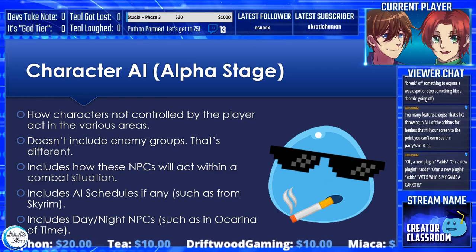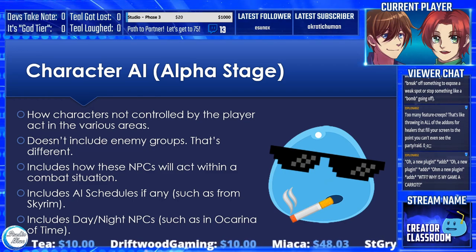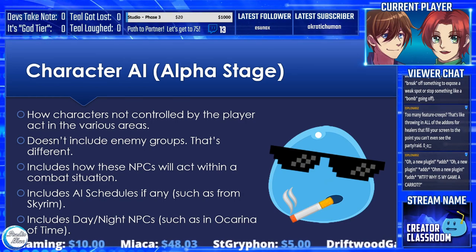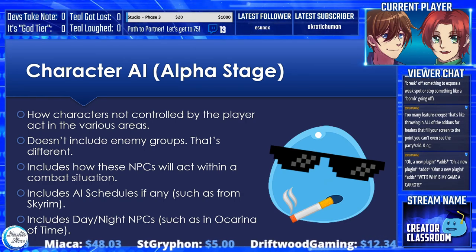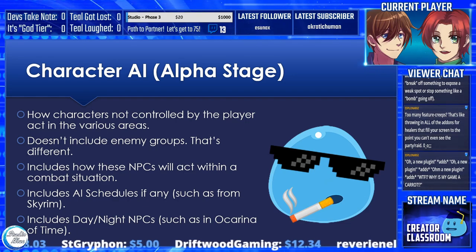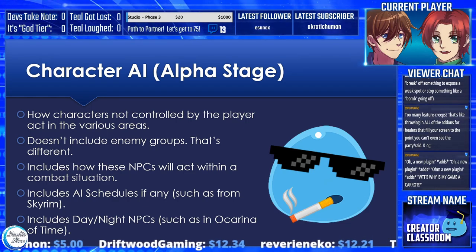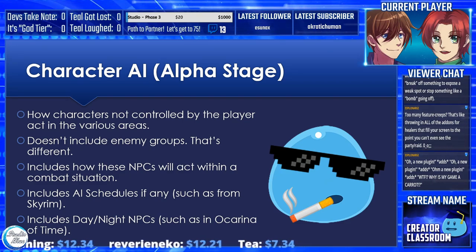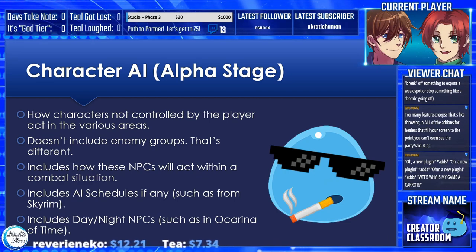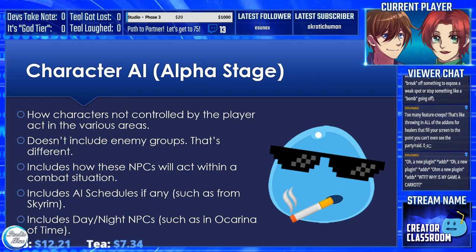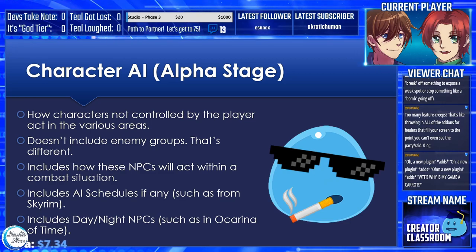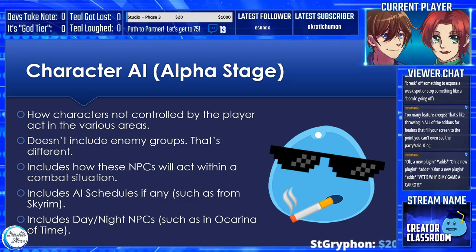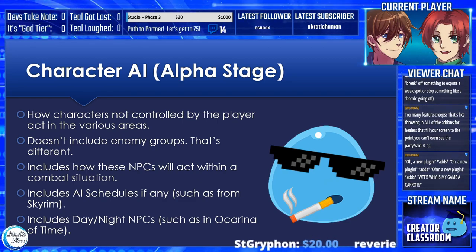This also includes how they will act within a combat situation, such as the battle scene, if they are controlled by the game's AI. Player-controlled characters would be decided in the battle system part. This will include AI schedules, if you have any, such as the Radiant AI used in Skyrim, or the day-night NPCs in games like Ocarina of Time or Dragon Quest XI. We reference Dragon Quest XI because it's actually a really good example of how to design a game. From a technical level, it's very well put together.